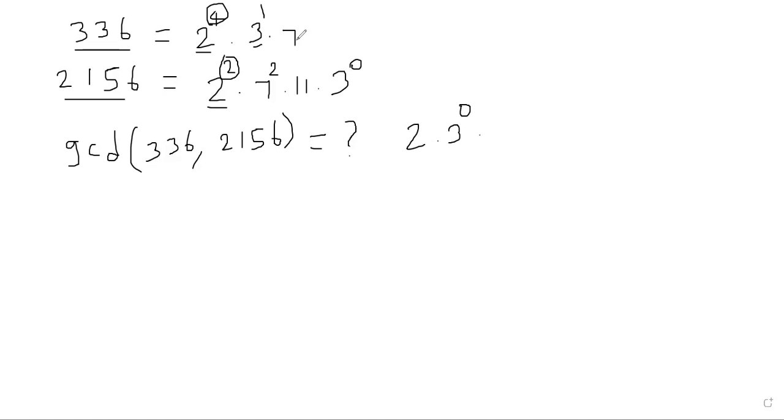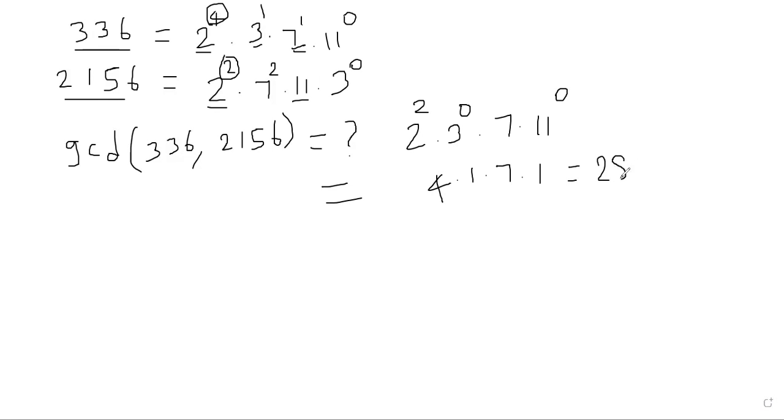The next number is 7. It's 7 power 1 and 7 power 2 here. So you will select the minimum power, which is 7. And we have 11 here. That means we should put 11 power 0 here as well, which means the minimum is 11 power 0. For 2, I need to take the minimum of 4 and 2, which is 2. So the answer is 4 into 1 into 7 into 1, which is 28.